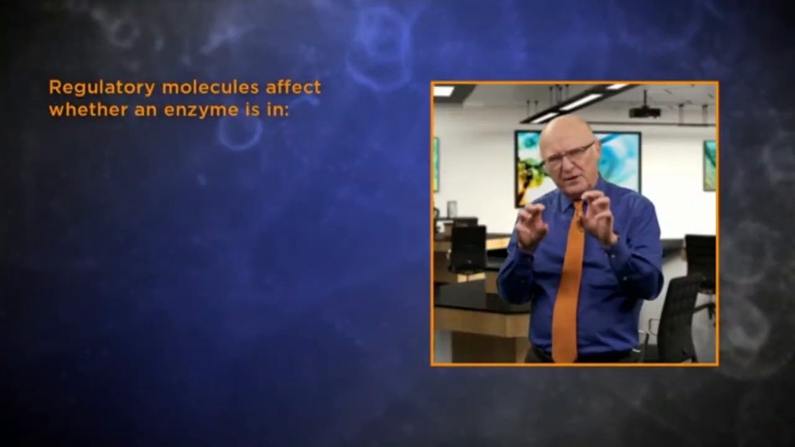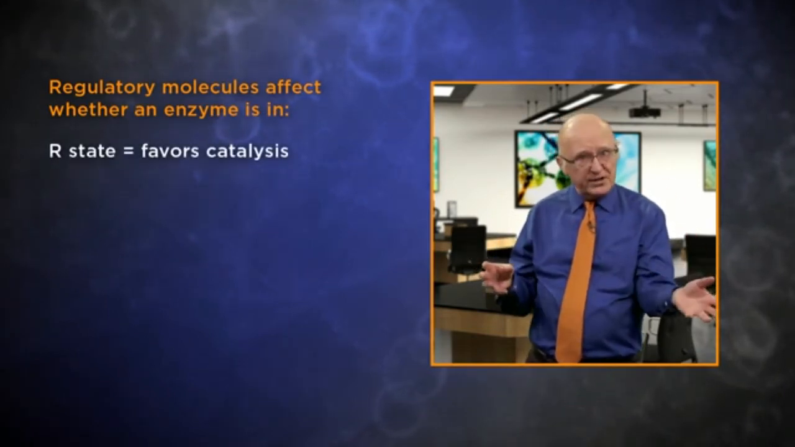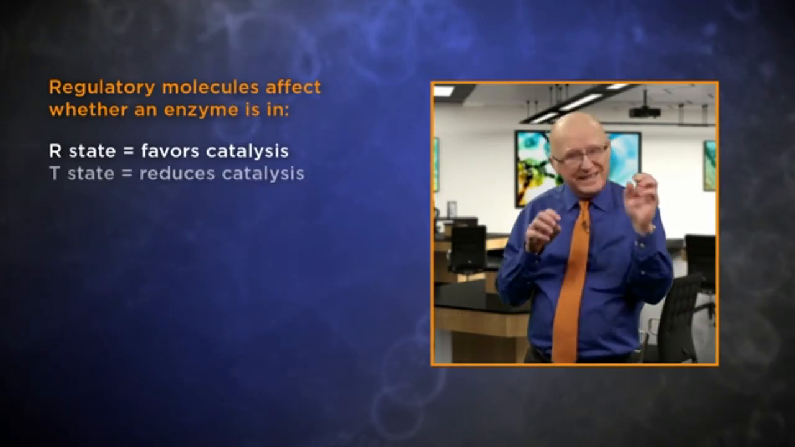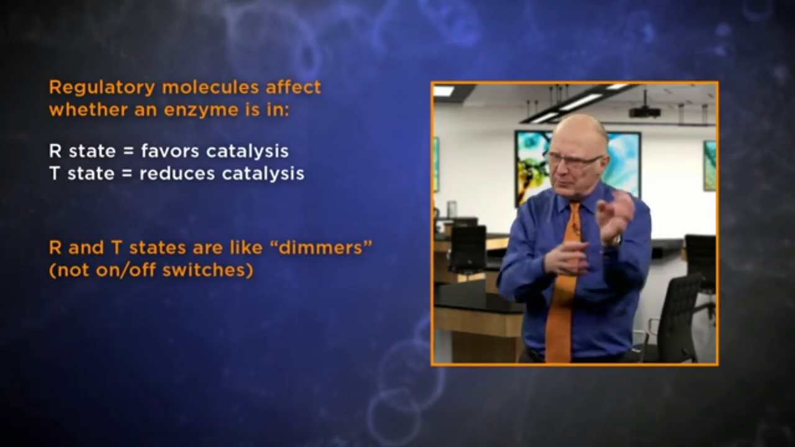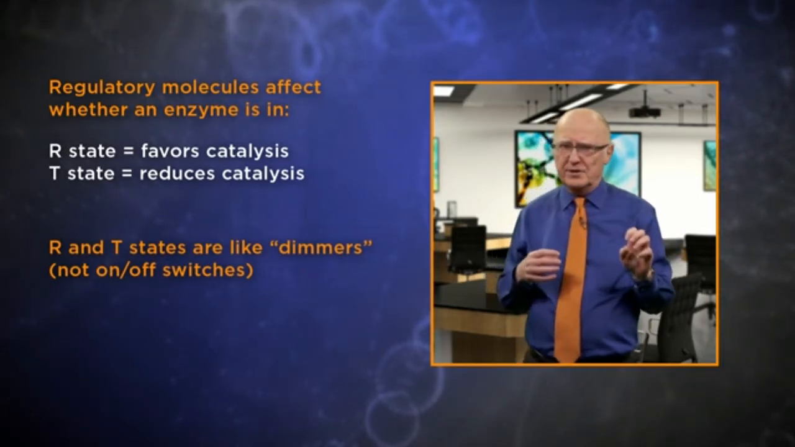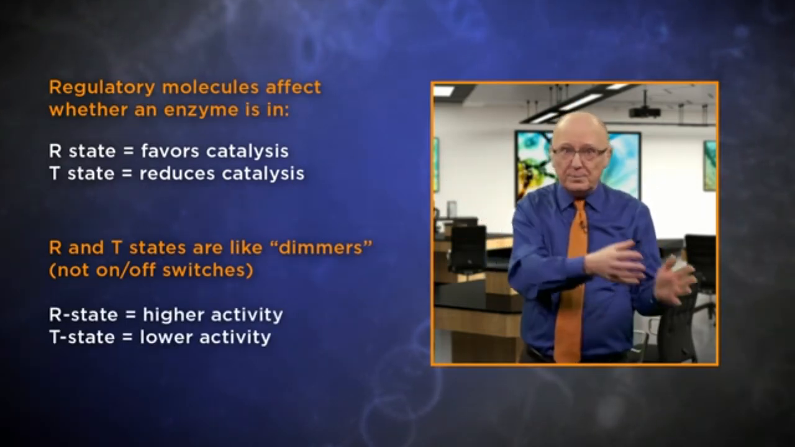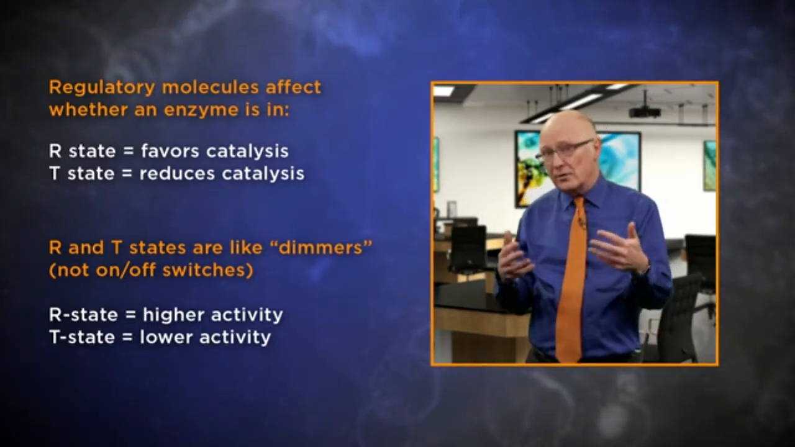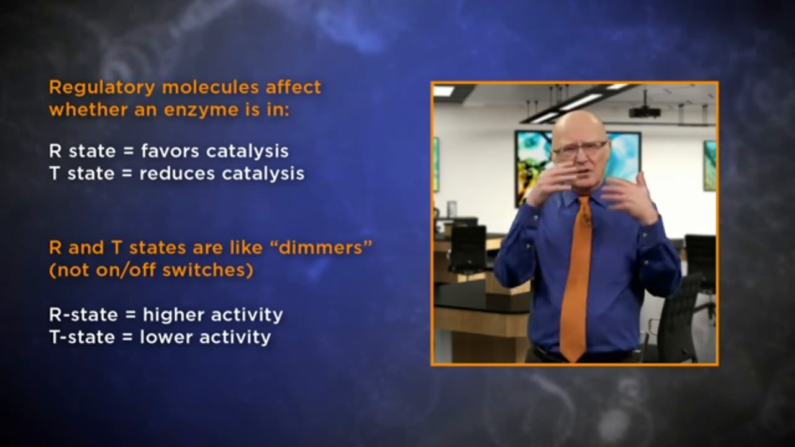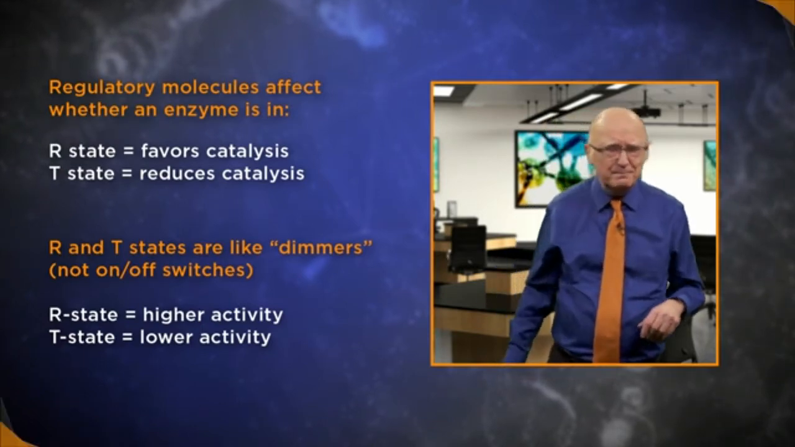So how does this apply to enzymes? Binding of specific regulatory molecules also affects enzymes as to whether they're in the R state, which favors catalysis, or the T state, which reduces it. R and T states behave much more like dimmer switches, as I noted, than on-off switches, with the R state corresponding to higher activity and the T state corresponding to lower activity. If we look next at the behavior of one particular allosteric enzyme, you'll see how much such controls allow enzyme activity to be tailored in response to cellular needs.